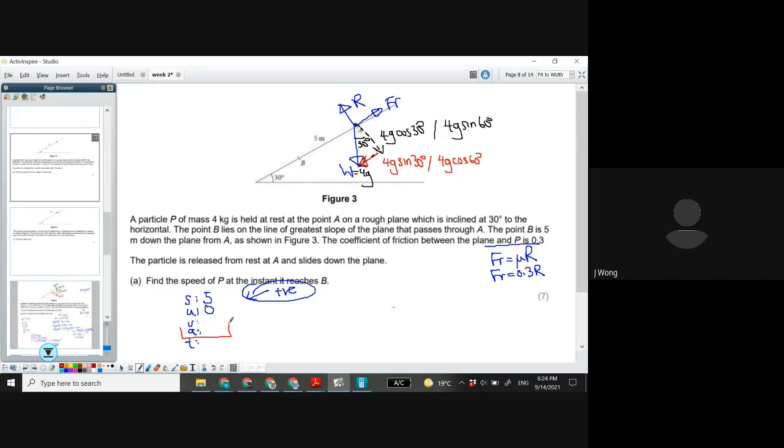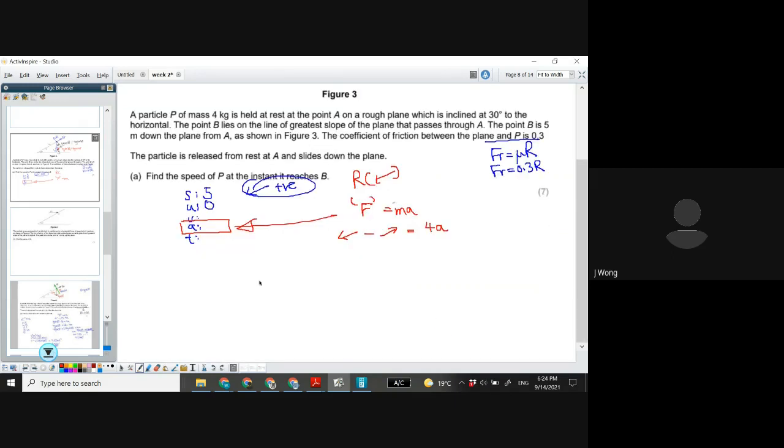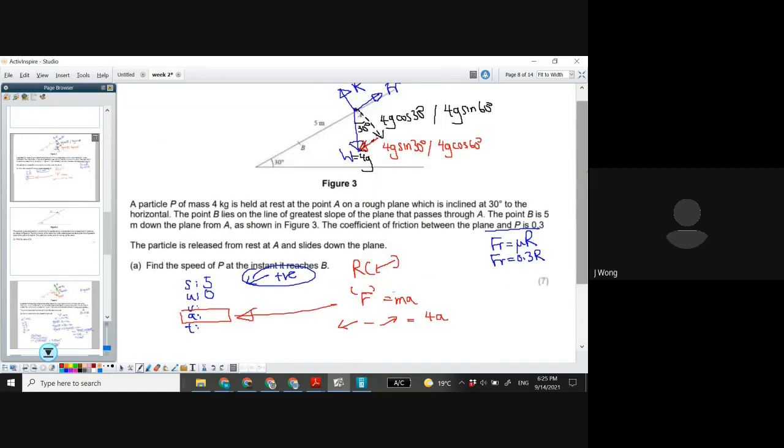We could get it, the a, by finding F equals ma if we resolve down the plane. Again, we're going to take down the plane as positive, because this is the initial direction. So we will have the forces pointing down, subtract the force pointing up the plane, equals 4a. We have the force pointing downwards as 4g sin 30 degrees, take away the friction, which is 0.3 R. So let me just write it down there first, equals 4a. All right.